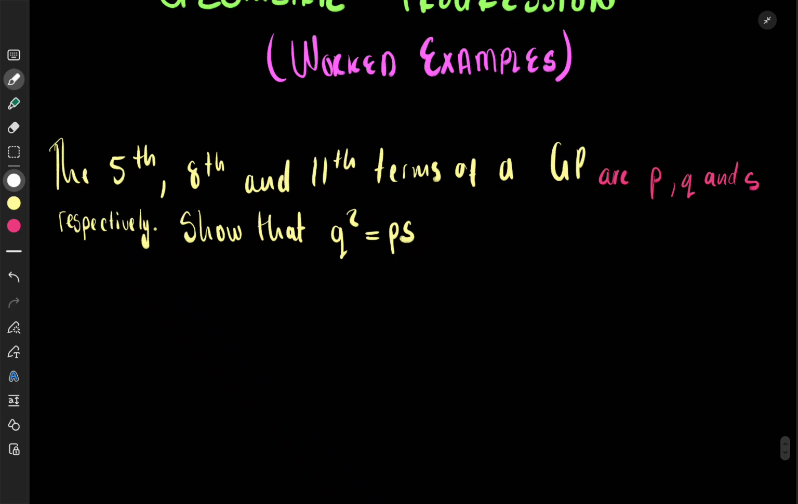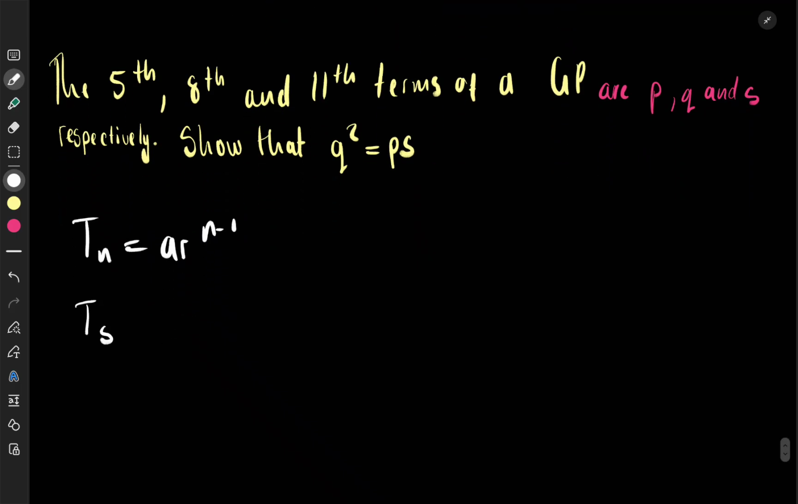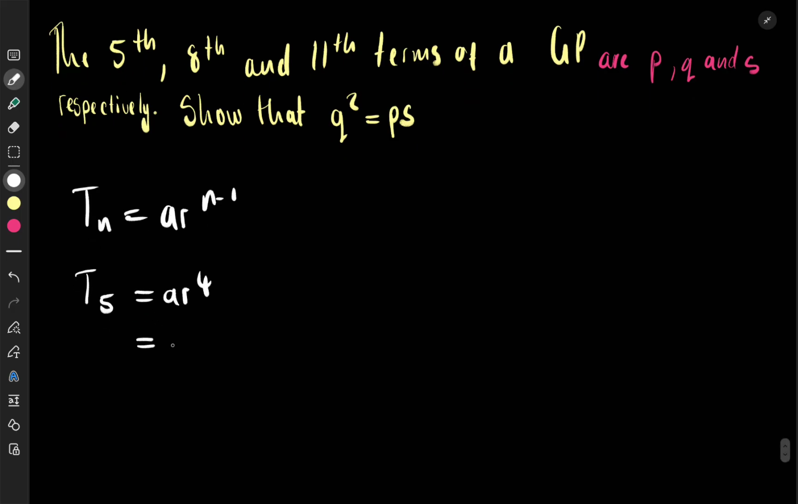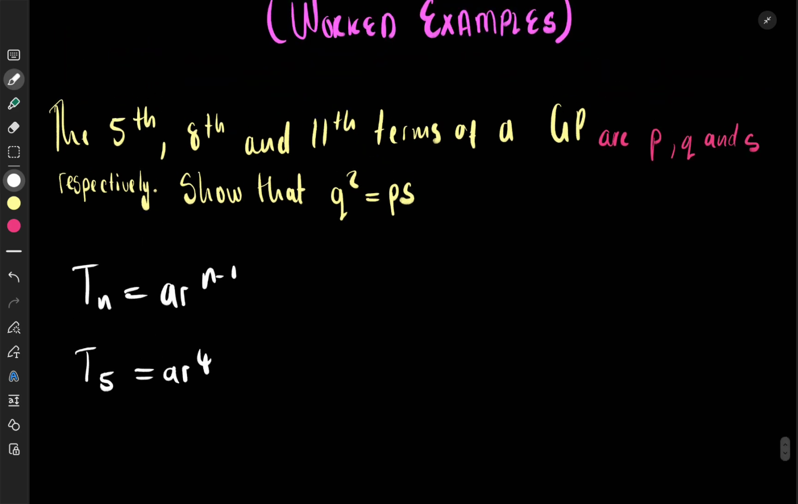If we've been told the 5th term, we can say term number 5. Remember that we have to use the formula Tn is equal to AR to the power of n minus 1. So term number 5, T5, is AR to the power of 4. They told us that the 5th term is P, so I can say that P is equal to AR to the power of 4.